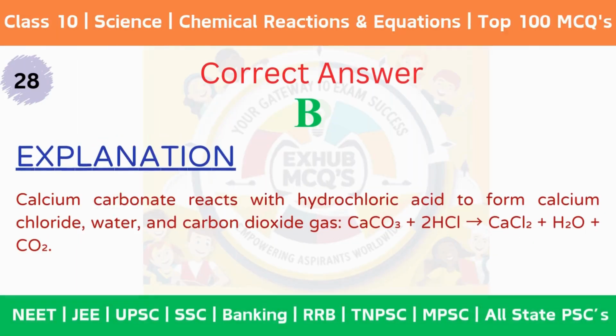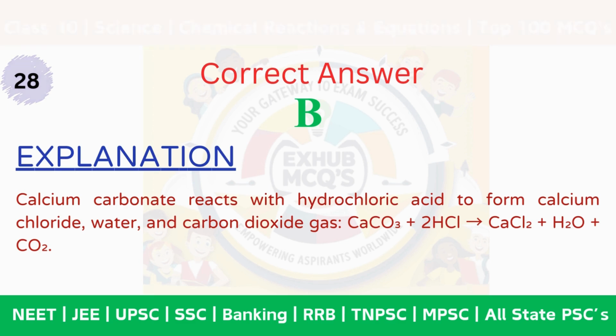The correct answer is option B, evolution of carbon dioxide gas. Explanation: calcium carbonate reacts with hydrochloric acid to form calcium chloride, water, and carbon dioxide gas. This reaction is often used to test for carbonates.